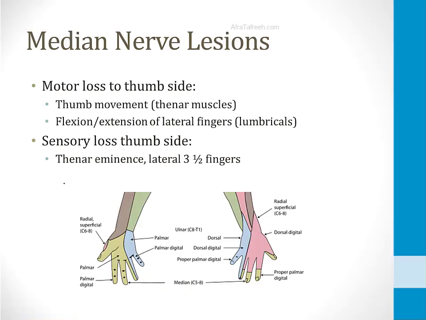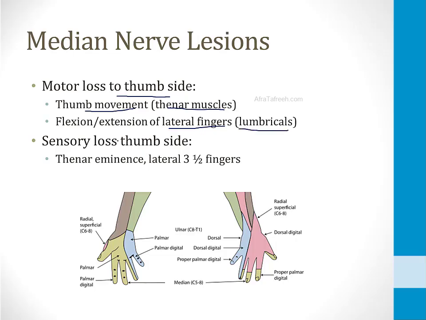Now we're ready to discuss the clinical findings that can be seen in median and ulnar nerve lesions. Let's start with the median nerve. So remember what I said, this controls things near the thumb side of the hand. So in a median nerve lesion, there is motor loss near the thumb side of the hand. This includes problem with thumb movements because you lose the thenar muscles. You can also see problems with flexion and extension of the lateral fingers. Those are the fingers closest to the thumb, and this is because of loss of innervation to the lumbricals.